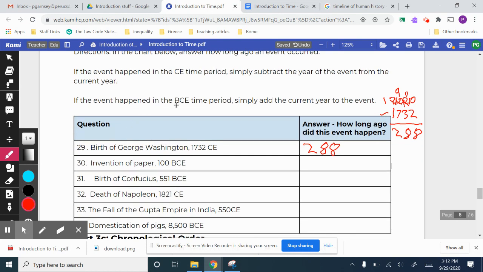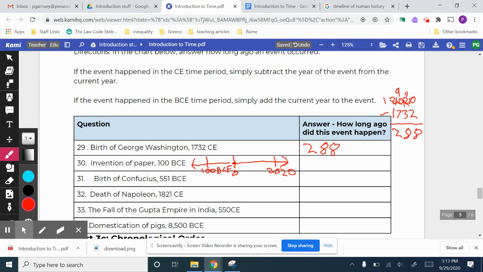All right, if the event happened in BCE, it's a little different. You got to add the current year to the event. So we have the invention of paper. All right, we have our number line, the year 0, okay, BCE, so that would be negative. Right, and we're saying paper was invented in the year 100 BCE. Right, and then the current date is the year 2020.